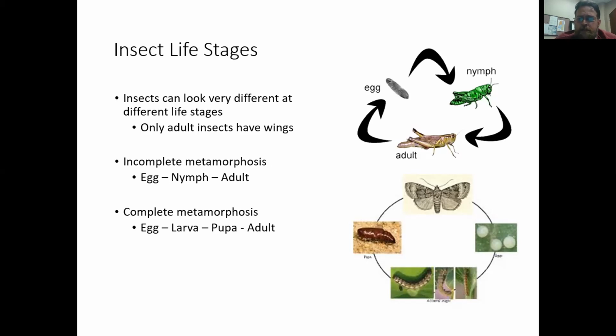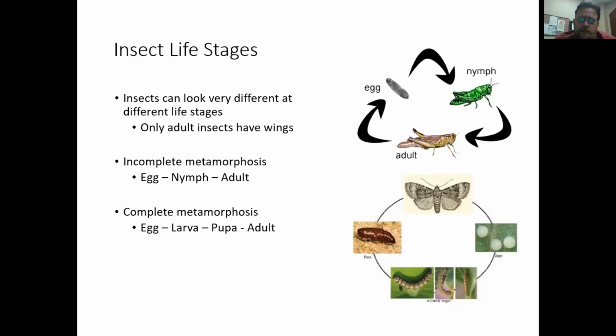There's what we call incomplete metamorphosis, where the insect starts off as an egg. It comes out of that egg as what we'll call a nymph. Sometimes you'll hear the term naiad used, particularly for aquatic insects. That goes through a number of different stages and then comes out of another molt as the adult, which of course is going to be really easy to tell because it has wings.